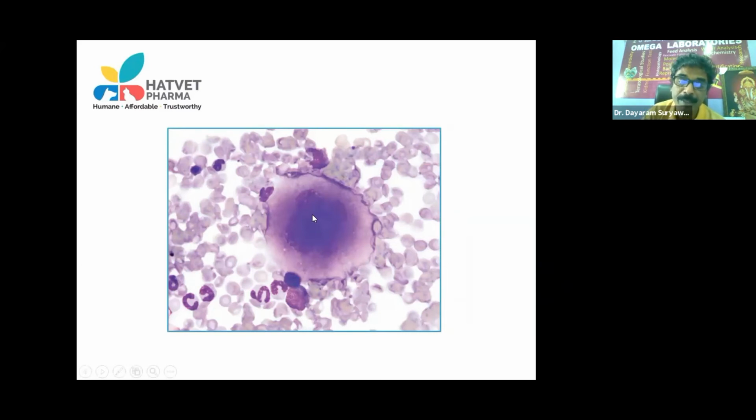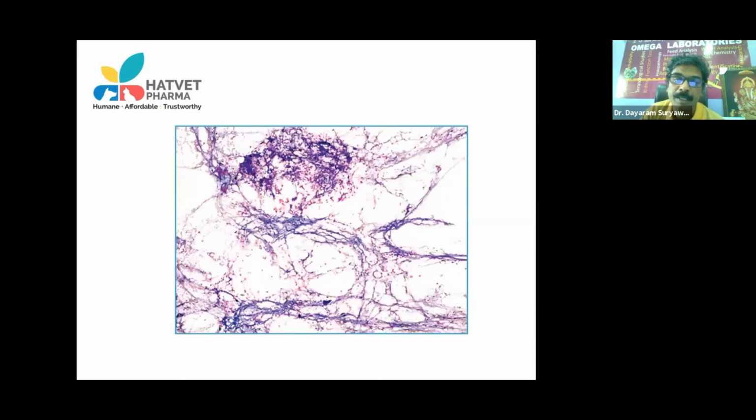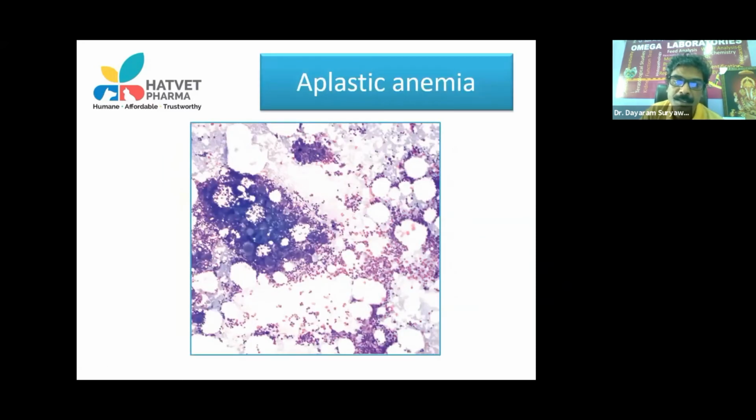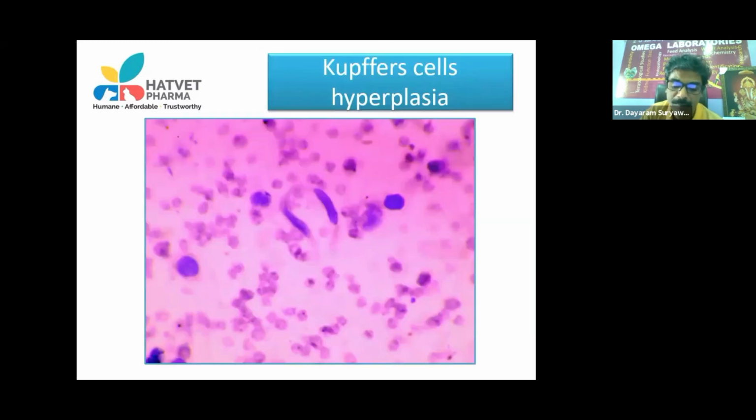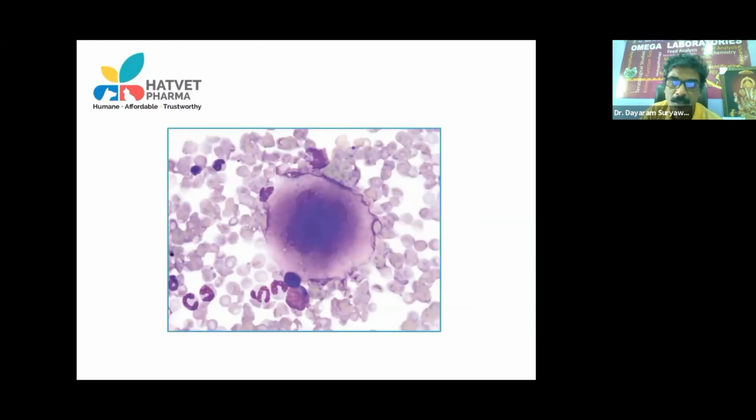Now, if we compare with this, here there is absence of all these hematocytoblast, and you can see the complete loss of hematocytoblast in the aplastic bone marrow or the aplasia of bone marrow.